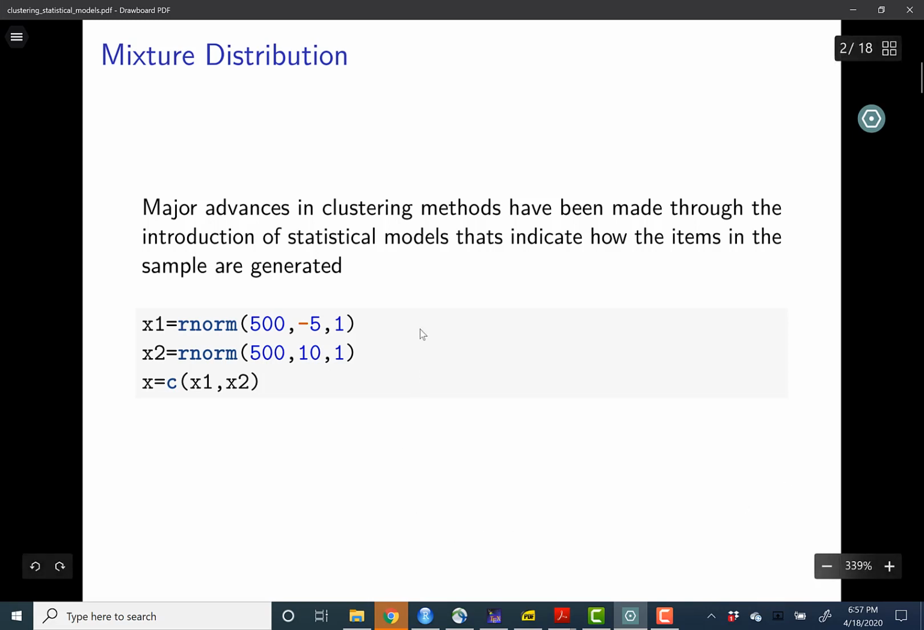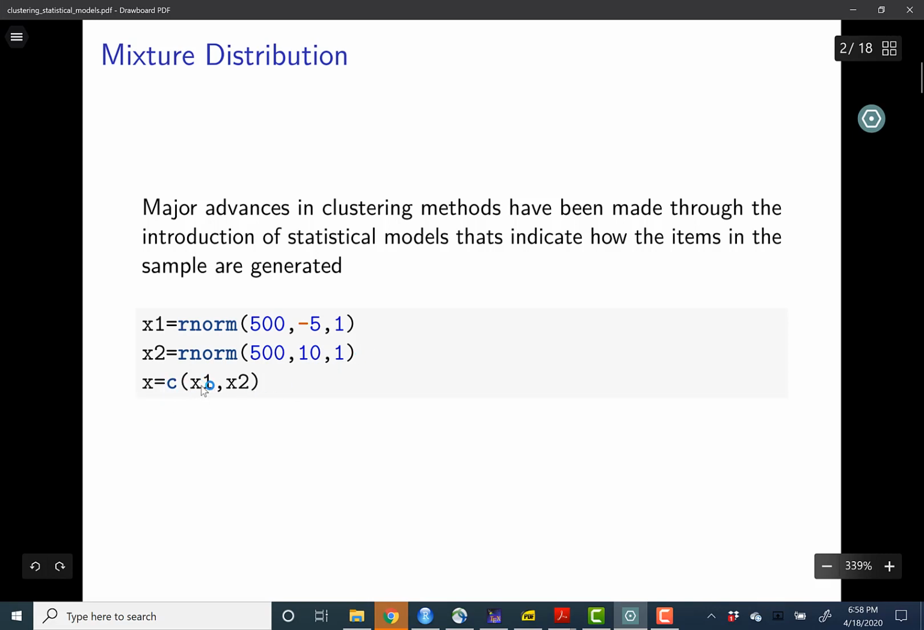Here I have x1, which is generated from a random normal distribution with 500 points. Mean is -5 and variance is 1. x2, I've generated 500 points from random normal with mean 10 and variance 1. So you can see that I'm generating data from two different distributions. Both of these are normal, sure, but they have very, very different means. Now I can also generate data from, say, a normal and exponential or any other pair of distributions, okay? This is just for demonstration.